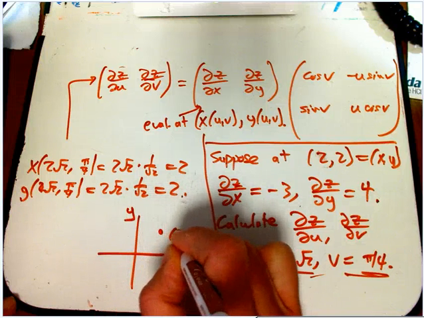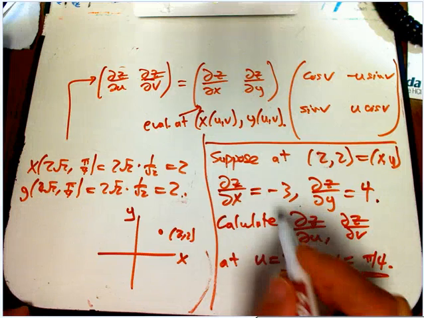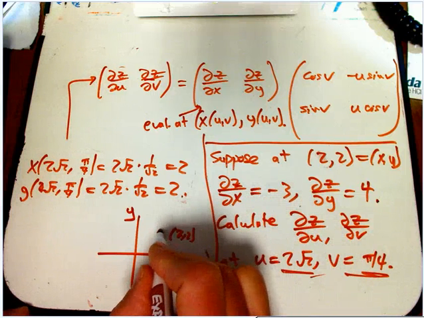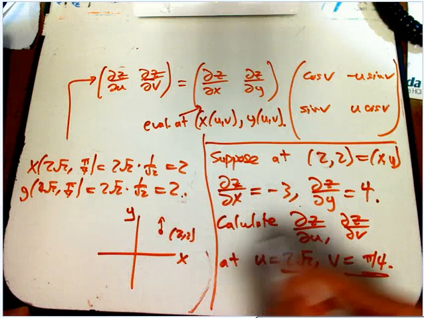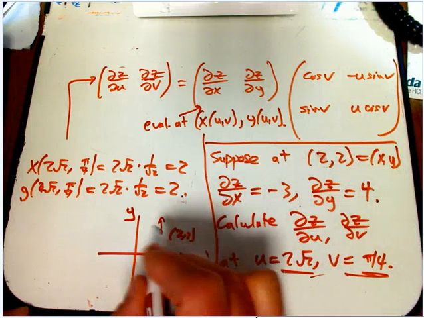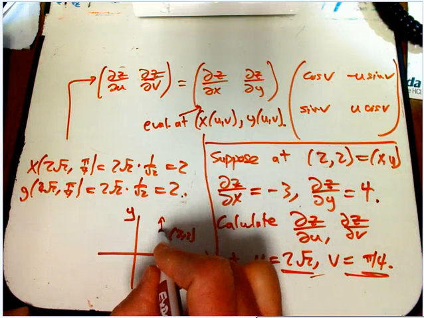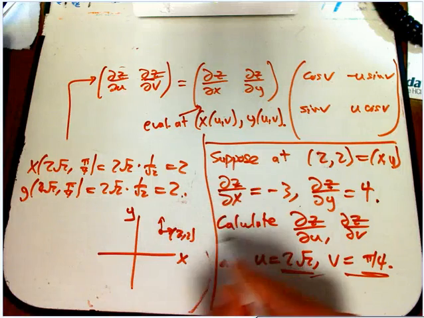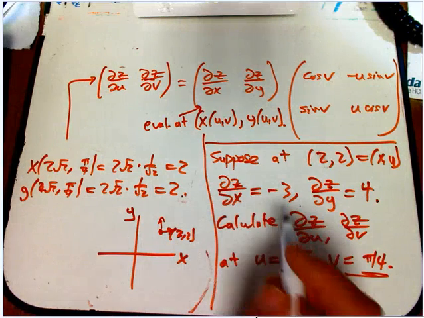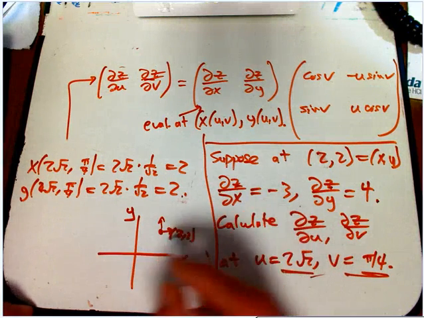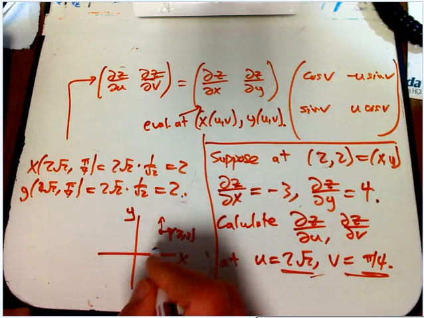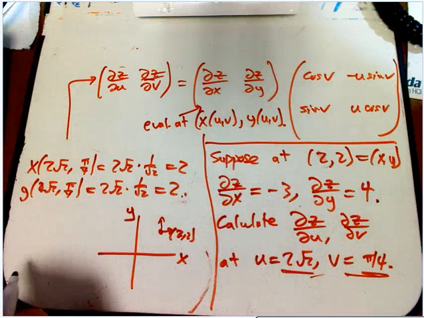Okay, so in x and y, we've got this point 2, 2, and we know that going this way tends to increase our variable z. So you could think of it as maybe temperature or something like that. And going this way tends to decrease the temperature, the z variable, whatever you want to think of it as. And I'll give you a little hint as to how we're going to think about it next.